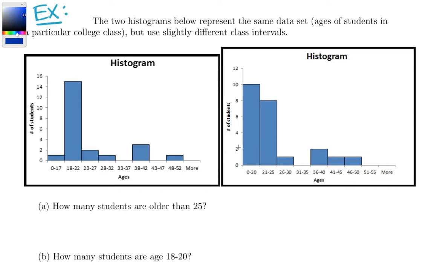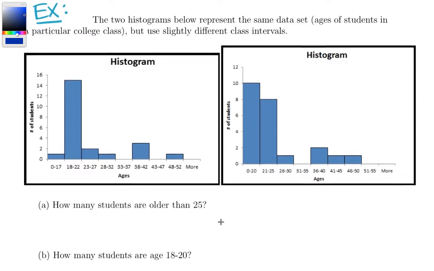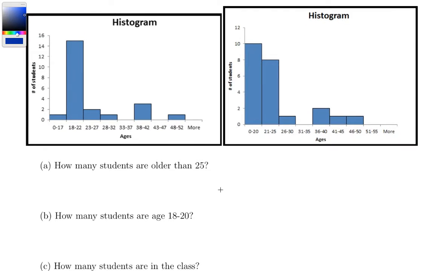And you can see that even though it's the exact same list of students and their ages, the graphs look very different. And we're going to use these graphs to answer the following questions. Okay, how many students are older than 25? Well, first thing we want to do is look at the class intervals here and see which graph is going to be better for this question. Well, 25 falls exactly in the middle of a class interval here, so this graph is not going to be real convenient. Let's take a look at the right.